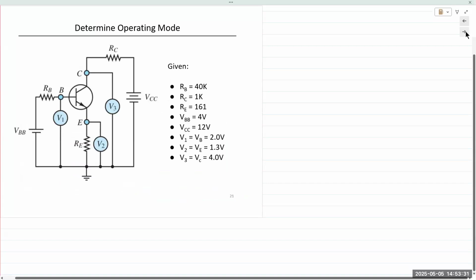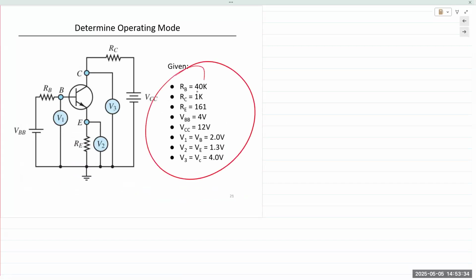All right, example, try to determine the operating mode. All of the relevant values are given. All we have to do is determine which terminal out of the collector, base, emitter is a lot higher than the other one. So VCC is given to us, 12 volts. VBB is given to us, 4 volts. In this case, it doesn't actually matter because the terminal voltages are already provided to us. So we don't need to perform an analysis. We need to observe and analyze, but we don't need to calculate. We don't need to do a calculation to determine the terminal voltages. They're already given to us.